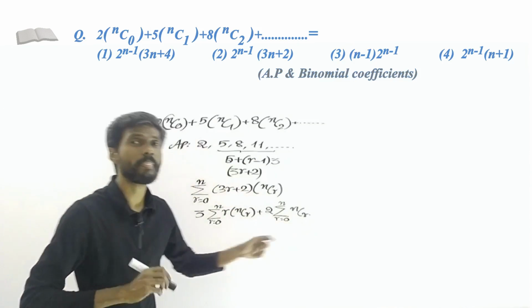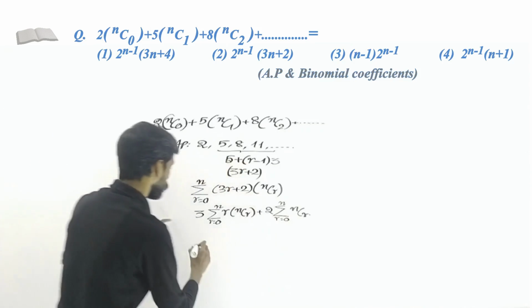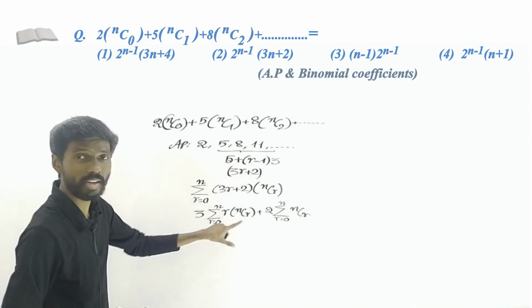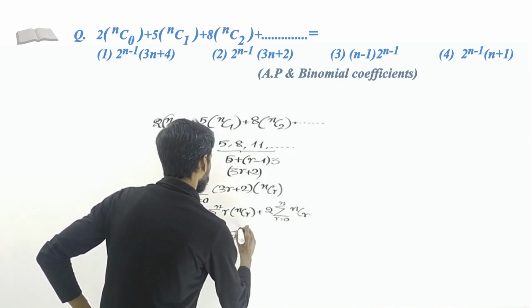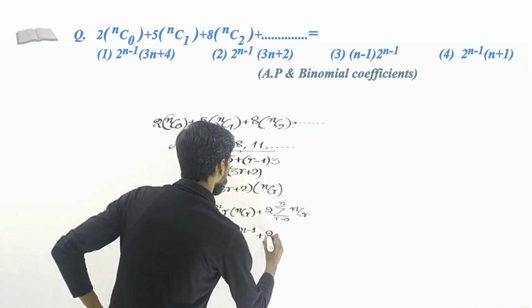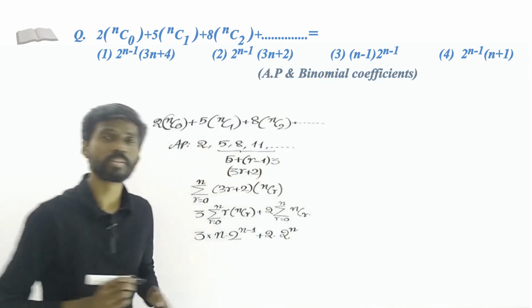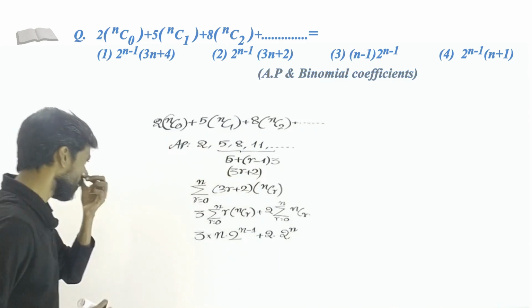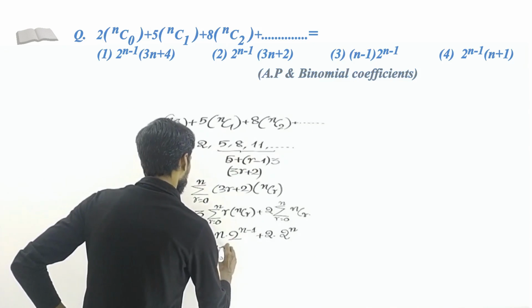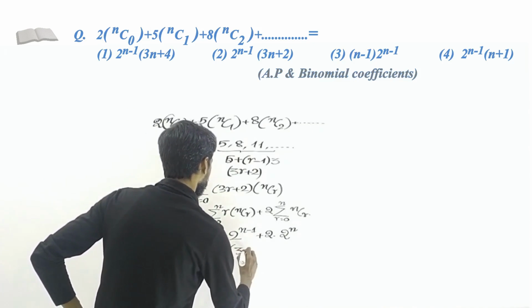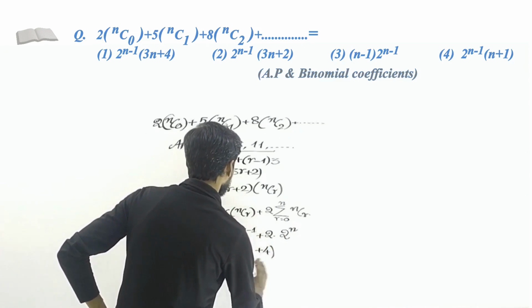What is the sum of all nCr? That is the sum of all binomial coefficients, 2 to the power n. Similarly, we have also derived the formula for the summation of r nCr, which is n multiplied by 2 to the power n minus 1. So we get 3 n 2^(n-1) plus 2 times 2^n, and that is our required answer. But you can take out a common factor: taking 2^(n-1) out, we get 3n plus 4. So this is the sum of all these terms.